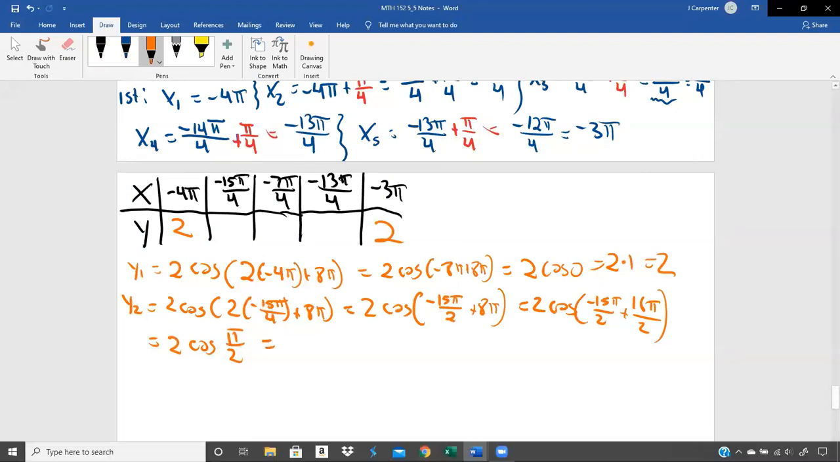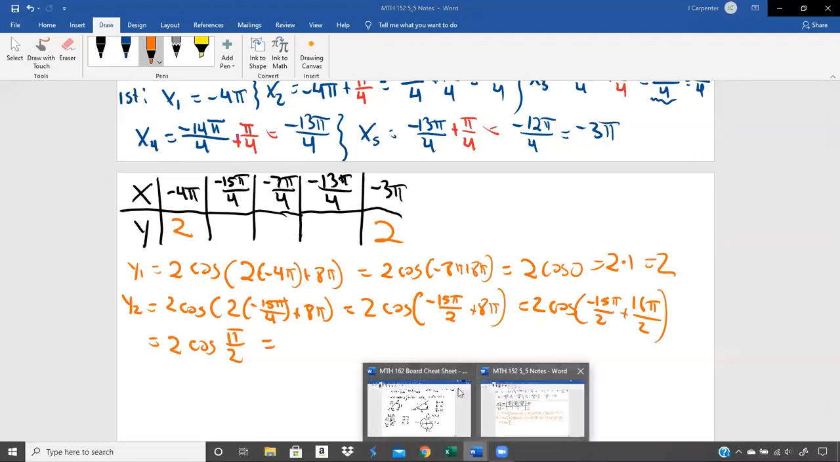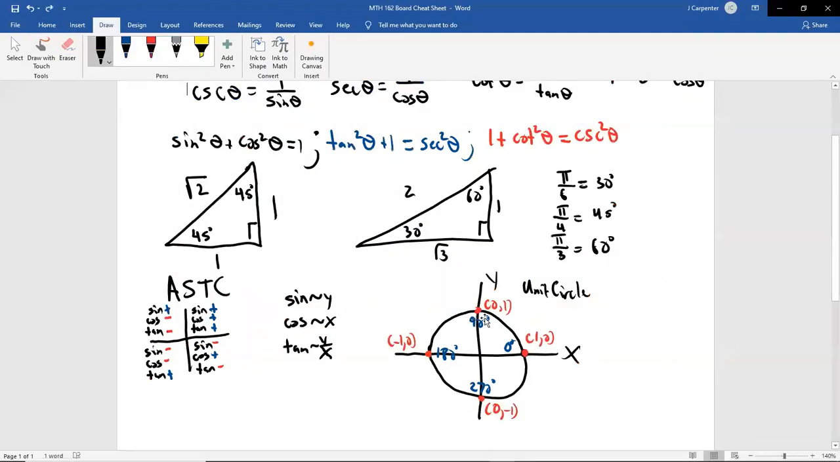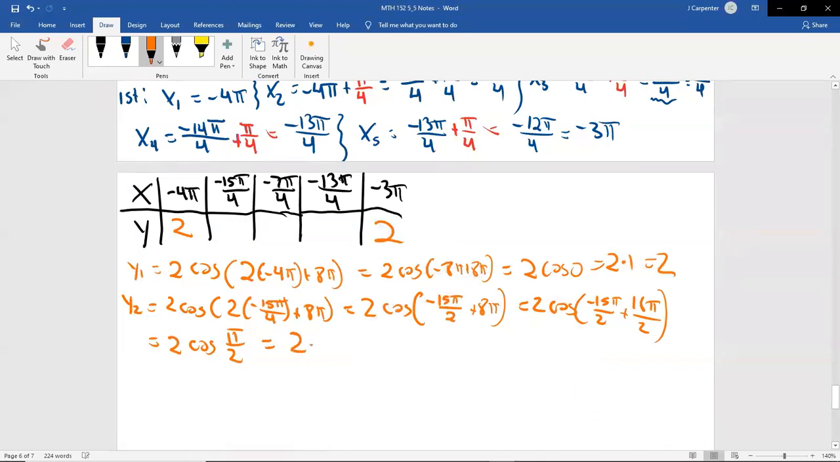Cosine of pi over 2, that's cosine of 90 degrees. At 90 degrees, the x value is 0, so this is 2 times 0, which is 0. Boom. Second and fourth, always the same. The other missing value is always opposite. This will be a negative 2. I'm going to leave you to try that one on your own.